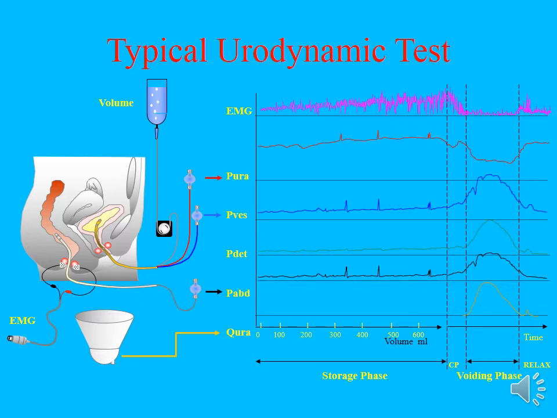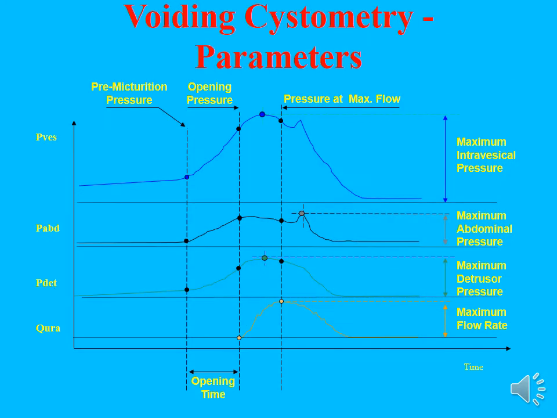We have the EMG, we have the P-ura. I usually do P-ura for all my patients, that's urethral pressures. Then we have intravesical, detrusor and intra-abdominal pressures through the two catheters. And then there is the flow rate, assessed in both the storage phase, the filling phase of the cystometry, and the voiding phase as well. These are the different pressures that I mentioned earlier. Very important, we need to know the maximum intravesical pressure, abdominal pressure, detrusor pressure, maximum flow rate, and the maximum pressures at the maximum flow rate itself.